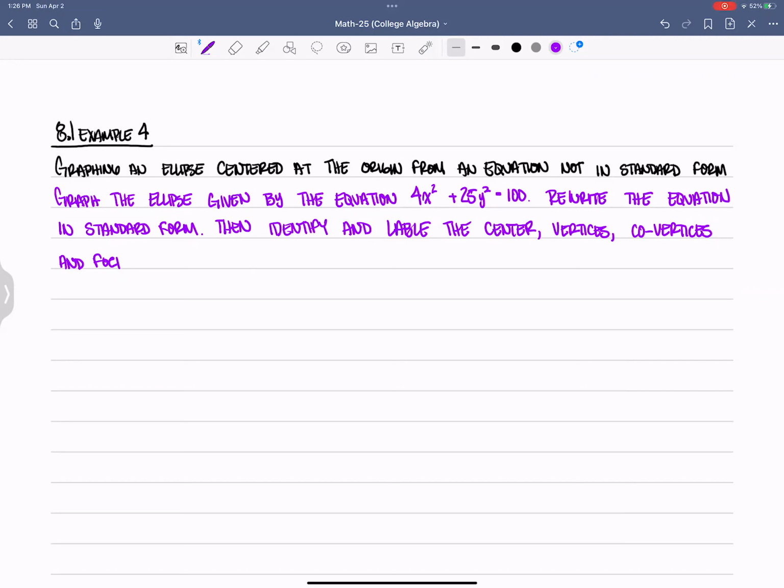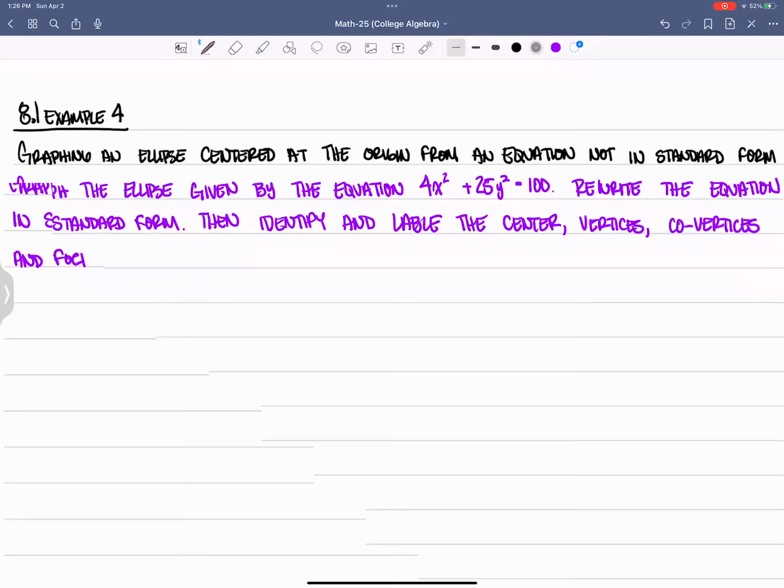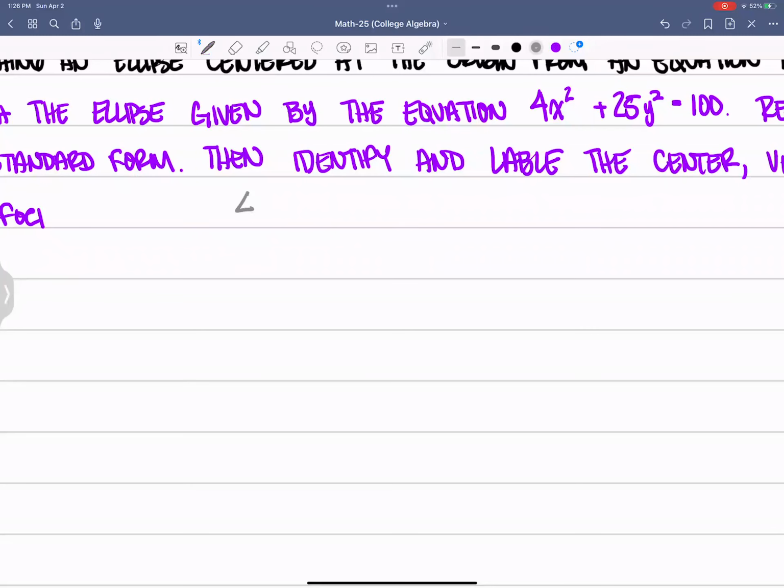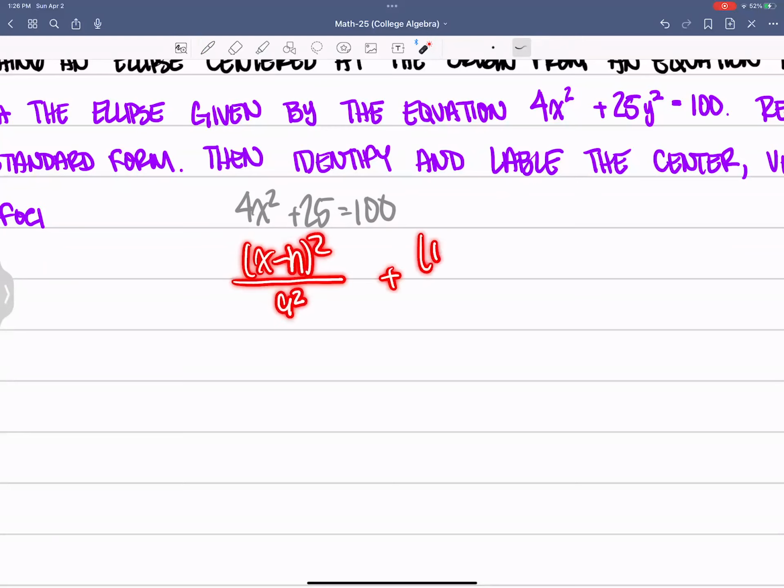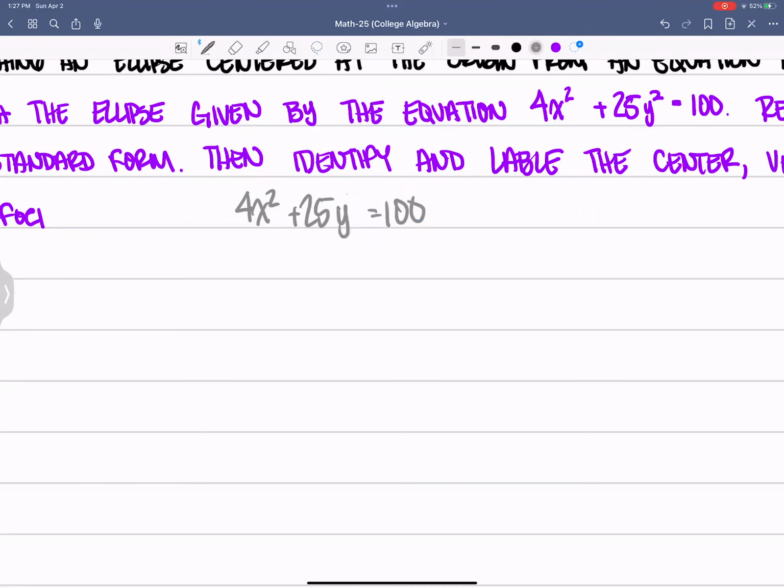All right, starting off with that equation, let's rewrite it. This is not in standard form, so let's get it to standard form. 4x squared plus 25y squared equals 100. Standard form is x minus h squared over a or b squared plus y minus k squared over a or b squared equals 1. The main thing I want to focus on is the equals 1. This is equals 100, which is nice, but it's not what we need.